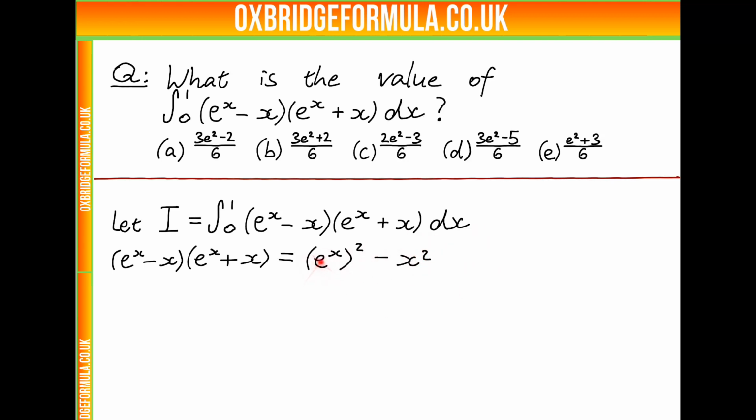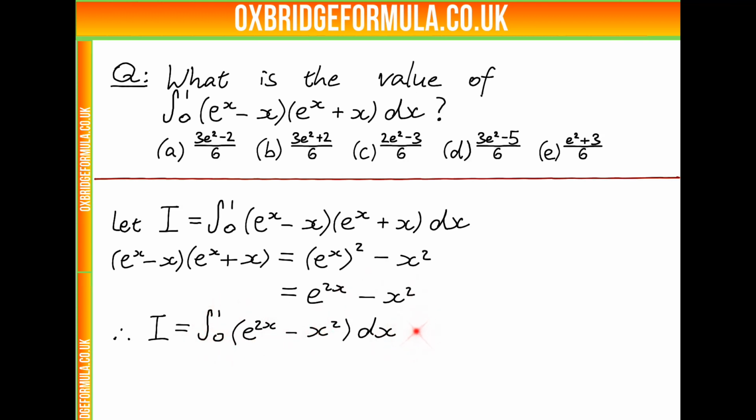And how can we rewrite e to the x squared? Well, that's just the same as e to the 2x. So we can rewrite the integrand as e to the 2x minus x squared, and therefore I is just the integral from 0 to 1 of e to the 2x minus x squared integrated with respect to x. And why is this helpful?